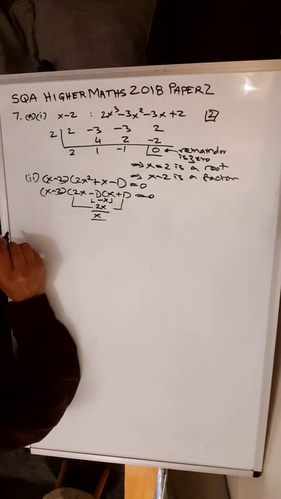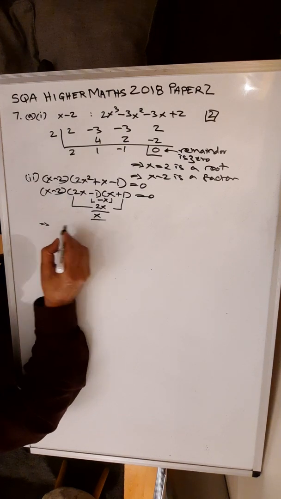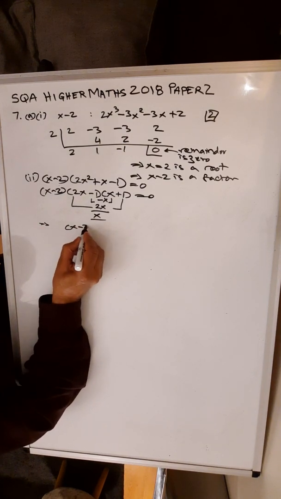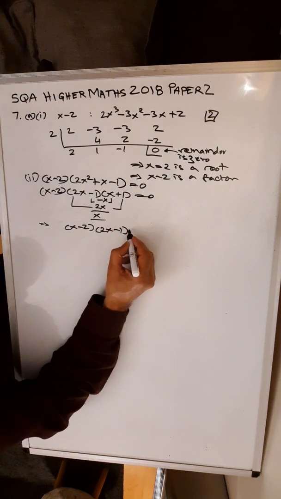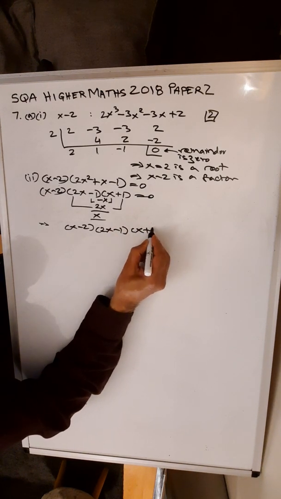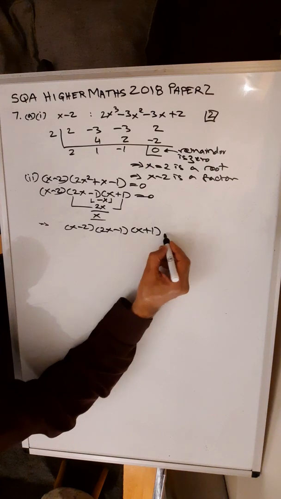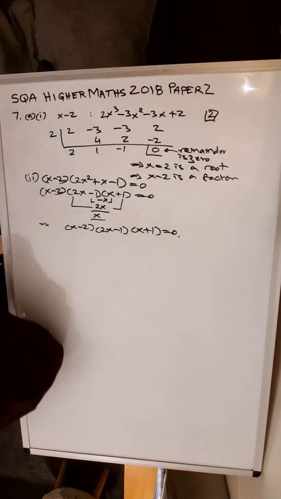So that's it, fully factorized. Fully factorized is x minus 2 times 2x minus 1 times x plus 1 equals 0. So that's it, fully factorized.